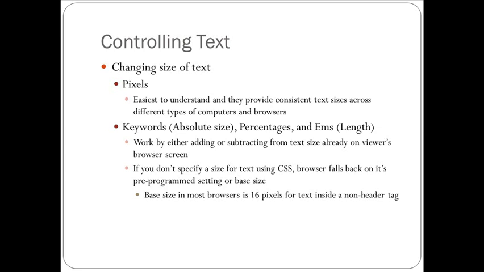If you don't specify a size for text using CSS, the browser falls back on its pre-programmed setting or base size. And you can change the base size. You don't necessarily know what that base size is, because some people maybe with sight disabilities may go in there and make that base size a little bit larger so that they can easily read the screen. But if no one touches it, it's usually 16 pixels on most browsers. But again, you don't know that default setting is there because someone may have changed that.